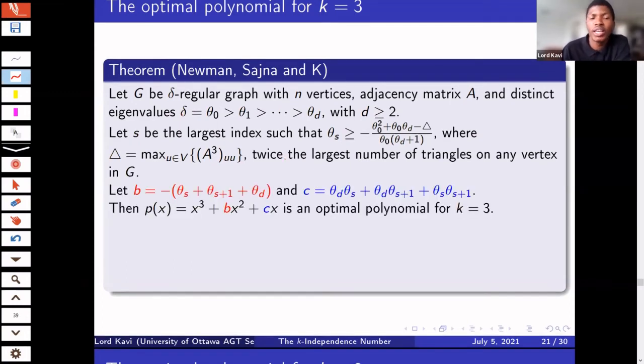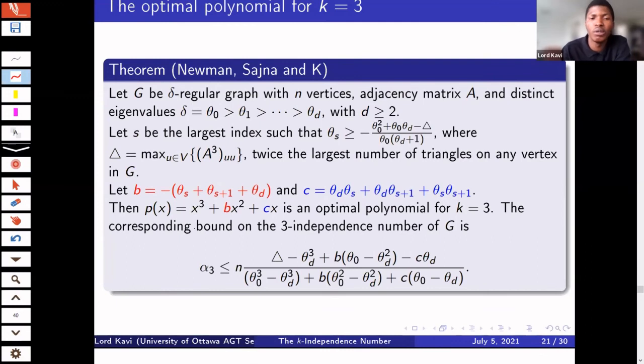So we discover that if we choose B to be this value, minus theta S plus 1 plus theta d, and C to be this, all these are eigenvalues, theta S plus 1 d, then our optimal polynomial is given by this. The optimal polynomial for k equals 3 becomes this choice of values for B and C. And therefore, the corresponding 3 independence number becomes this value. Right. So basically, the main thing here is getting our B and C.